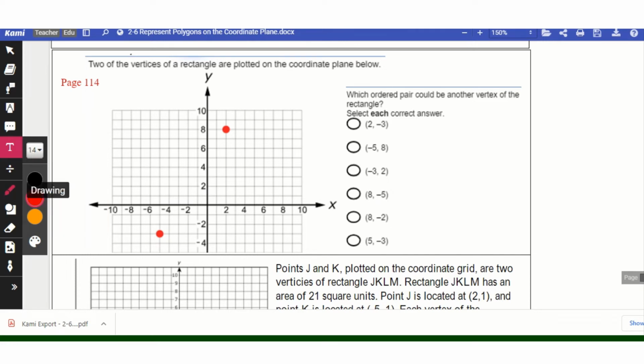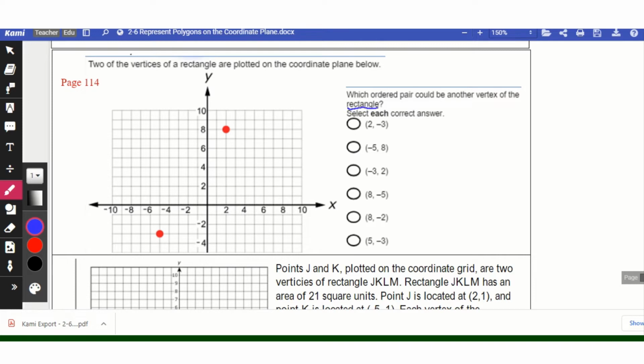Alright, so you're watching this for support. I want you to understand how to do this so you can answer the next question on your own. We have two vertices shown here, this red dot and this red dot, and it asks which ordered pair could be another vertex of a rectangle.